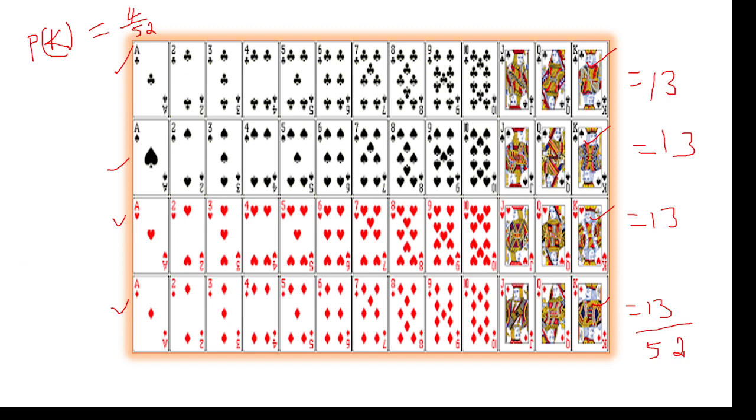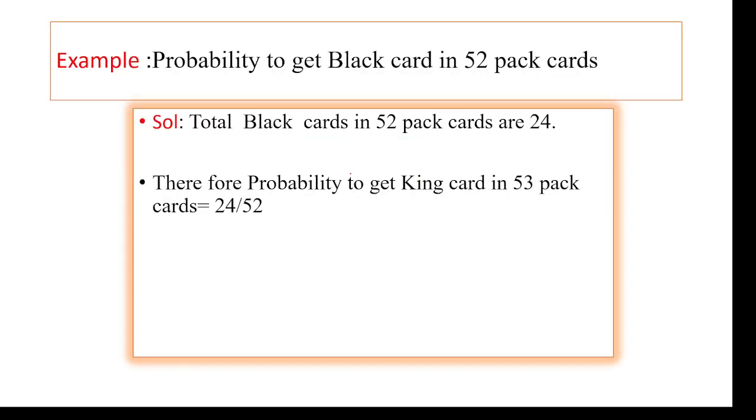What is the probability to get 10? Here for probability to get 10 also, only 4 tens are there. This is the 10, this is one more 10, and a red 10, one more red 10. So here also the same thing, probability to get a 10 card is 4 by 52. So like this we can calculate the probability. Here only 52 cards we need to consider.